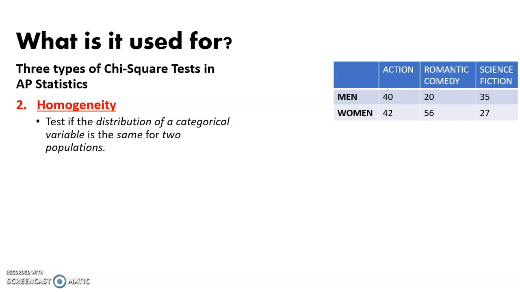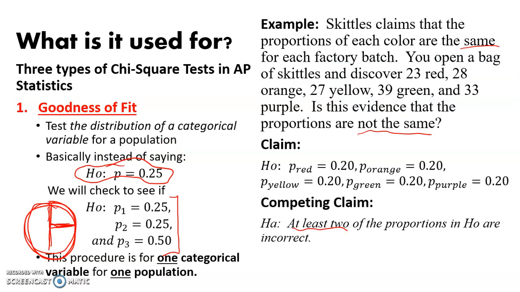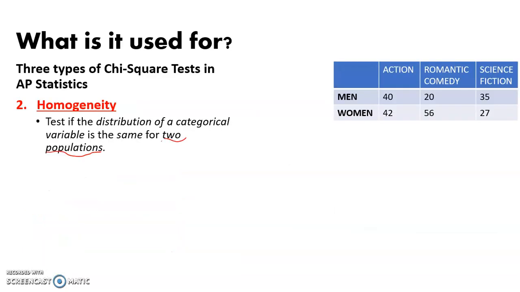The other kind of test is something called homogeneity. And this is a categorical variable again. But we're going to look for 2 populations instead of 1 population. So on the previous problem, again, we were talking about a sample of Skittles. You opened a bag, you've got this one variable color for this one bag of Skittles.